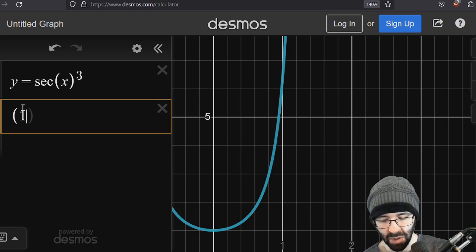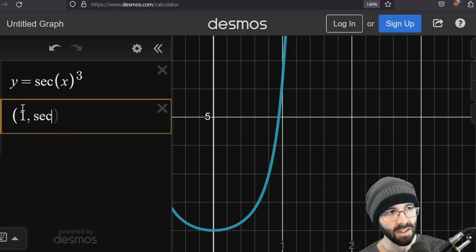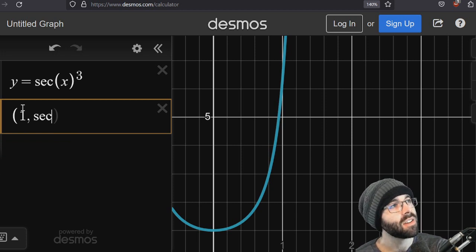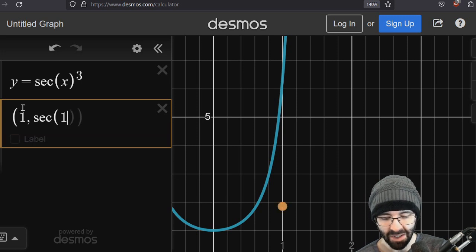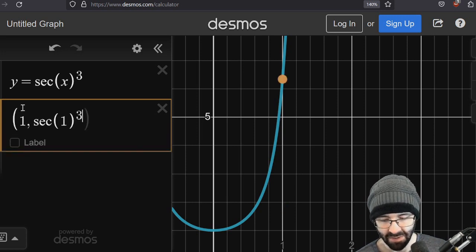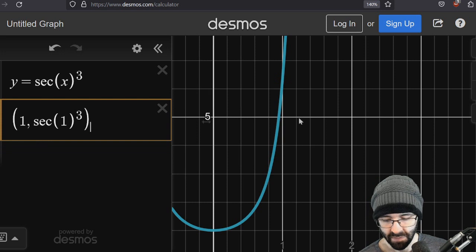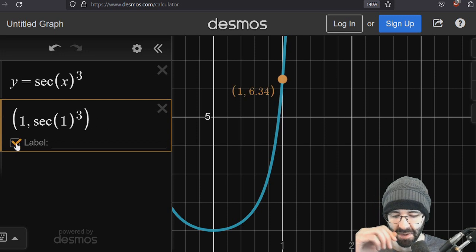So we have the point 1, secant of 1 cubed. Secant of 1 cubed is 1 over cosine of 1 cubed. Oh, wait, we don't know what that is. We don't know what cosine of 1 is. Why is it mad at this? Oh, because I accidentally put a subscript.